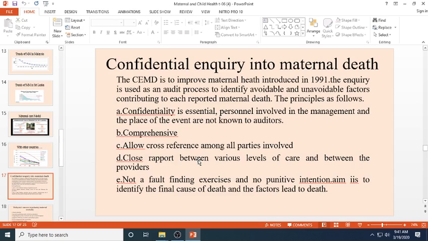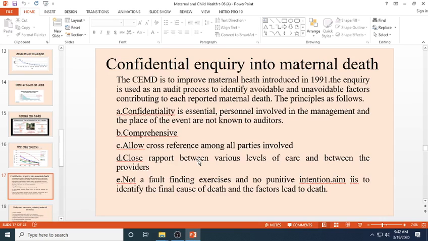Let's see what the confidential inquiry into maternal deaths is. The confidential inquiry into maternal deaths is planned to improve maternal health, and it was introduced in 1991 in Malaysia. The inquiry is used as an audit process to identify avoidable and unavoidable factors contributing to each reported maternal death. The principles of confidential inquiry into maternal deaths are as follows.